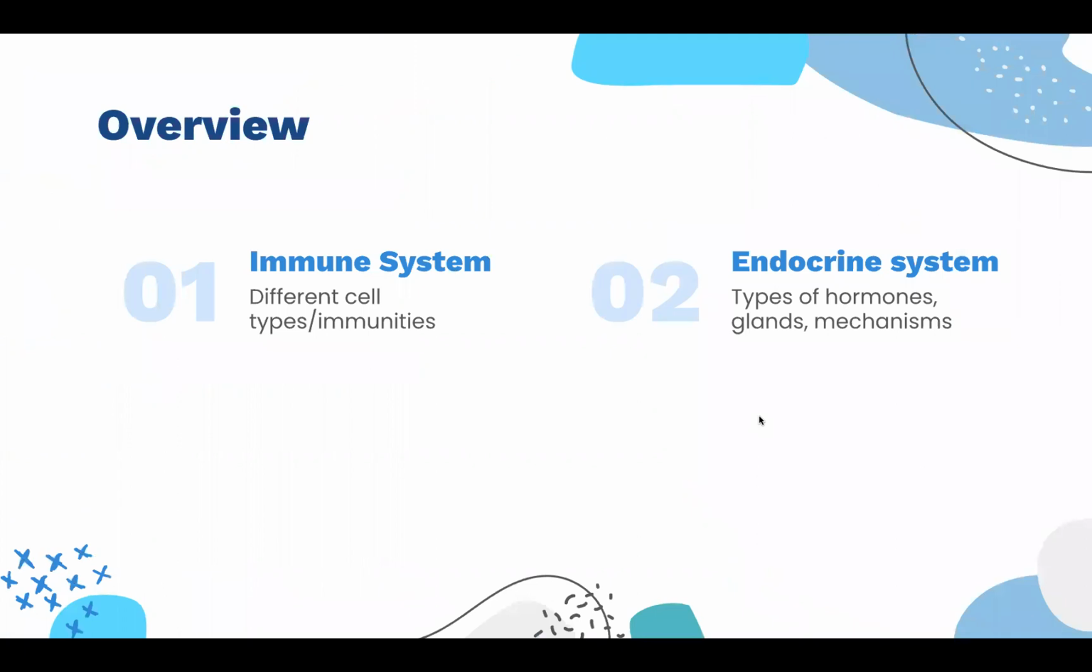So this is an overview of what we'll be covering today. We'll start off with talking about the immune system, specifically differences in innate and adaptive immunity and humoral and cell-mediated immunity. We'll talk about the different cell types involved in the immune system and their roles as well. We'll then move on to the endocrine system. So we'll talk about different hormone types, their roles, and their respective organs.